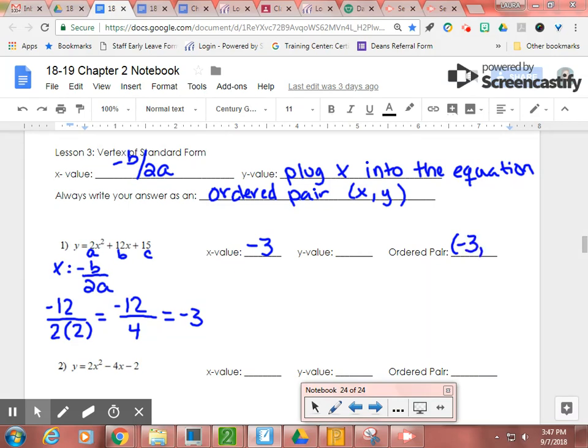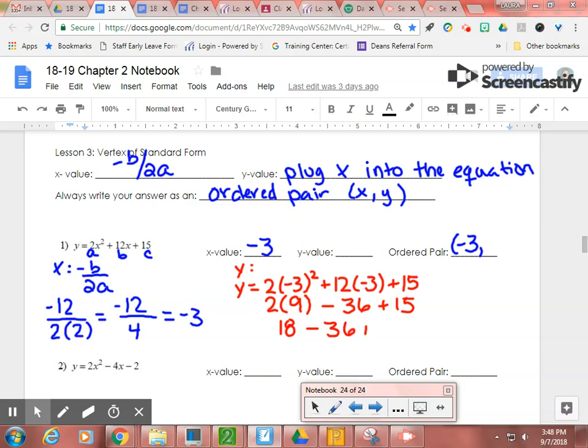So then to find our y value, we're going to plug it back in. So for every x that we see, we're going to put negative 3 in its place. Remember that when you're squaring a negative number, you have to do the squaring first. So the 2 stays here, and negative 3 squared is really 9. I can go ahead and do this step together, which is negative 36 plus 15. So now I multiply by 2, and I get 18 minus 36 plus 15, which is going to give you also an answer of negative 3. So negative 3 is our y value, so our ordered pair is negative 3, negative 3.